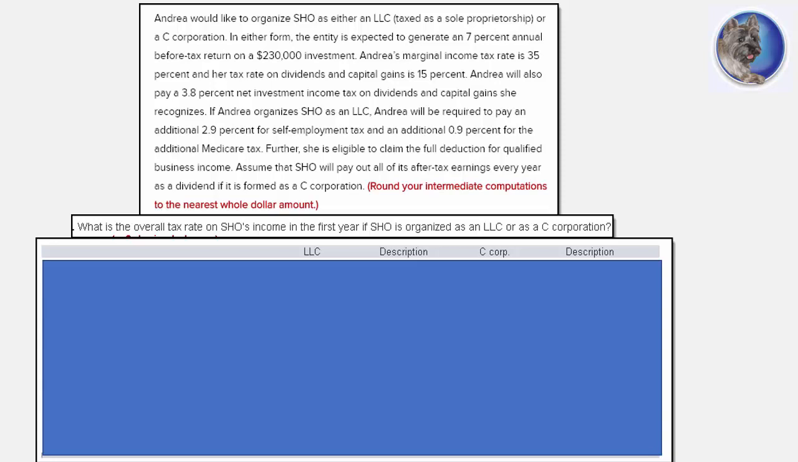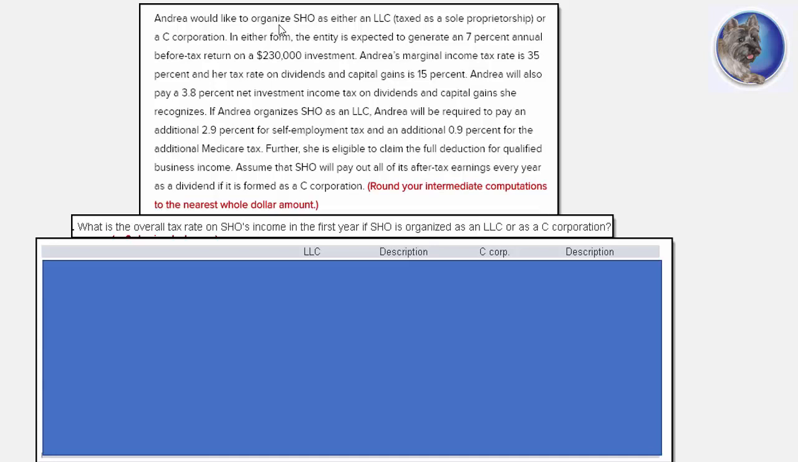Let's explore this tax question. It asks us to determine the overall tax rate on Show's income in the first year if Show is organized as an LLC or as a C corporation. Okay, so you see the information on the screen.